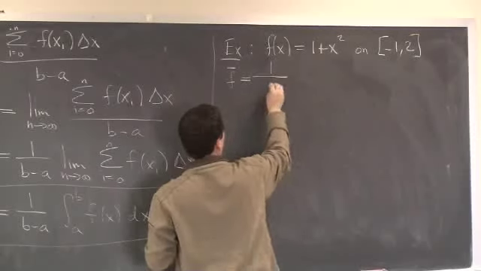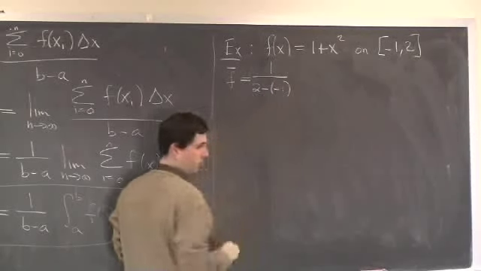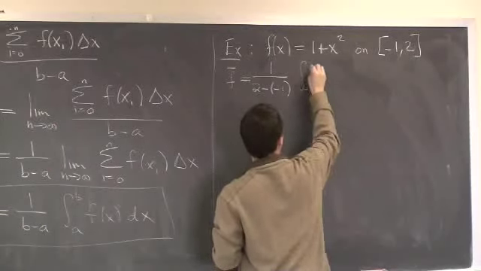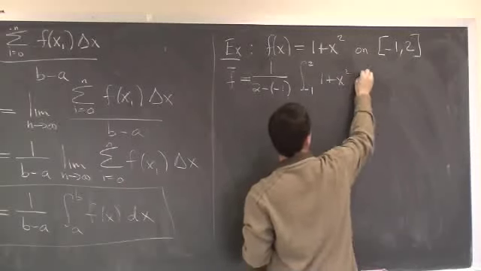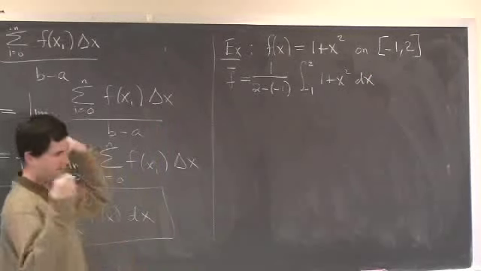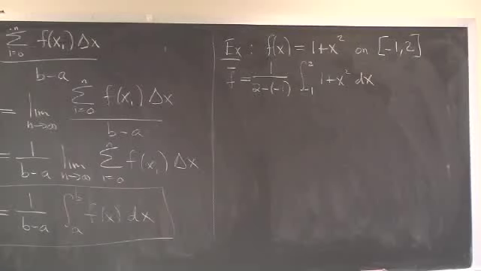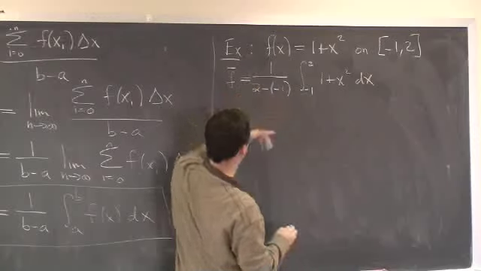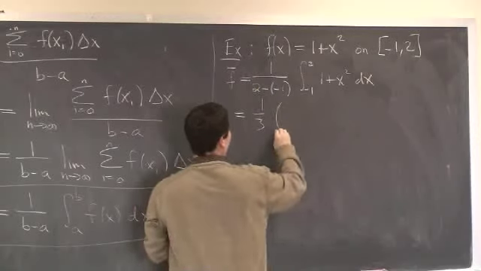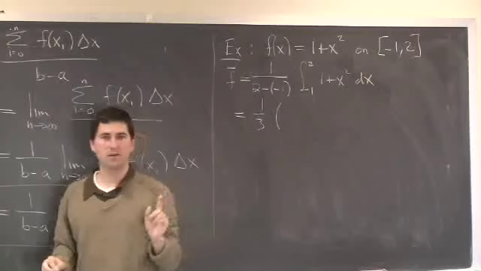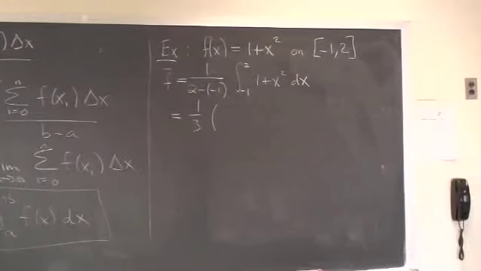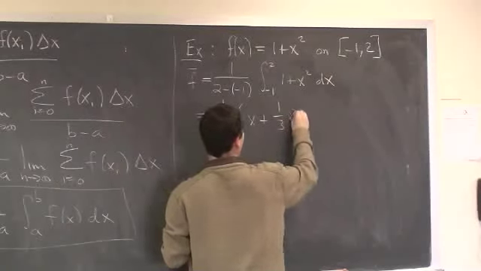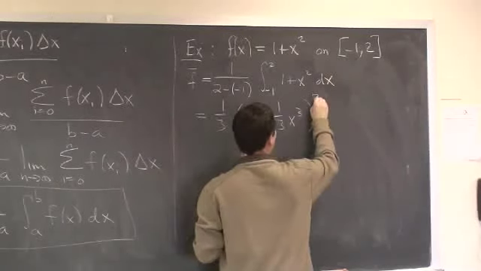So it should be 1 over 2 minus 1. Okay, that's your b minus a. And then we're supposed to integrate from minus 1 to 2, 1 plus x squared. Now this is just brute force computation, we know how to do this. Of course, 1 over 3 is what you get out front. What's the integral of 1 plus x squared? x plus 1 third x cubed. Excellent. And then we have to evaluate at minus 1 and 2.